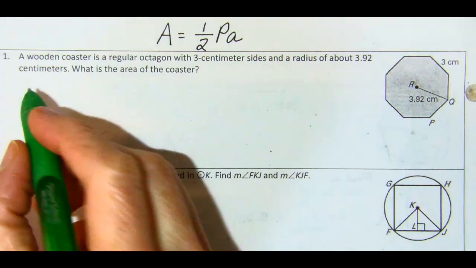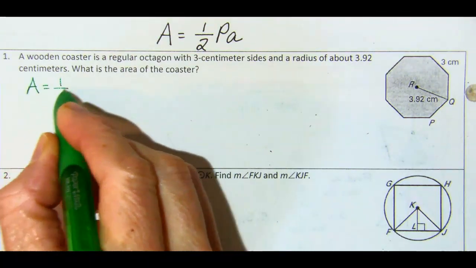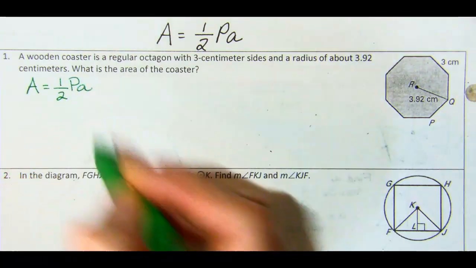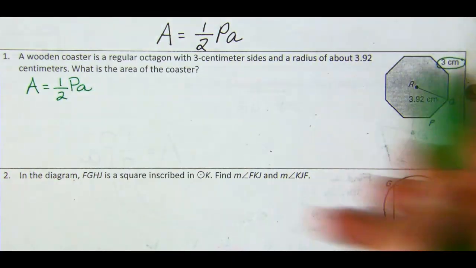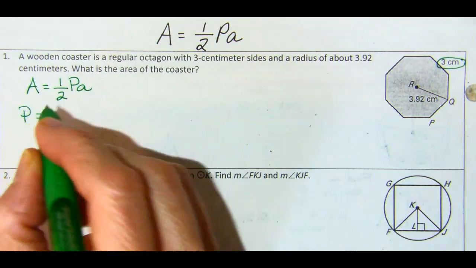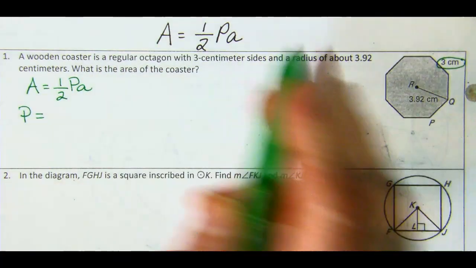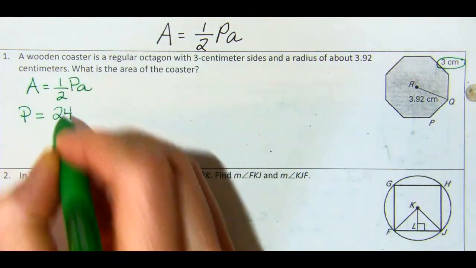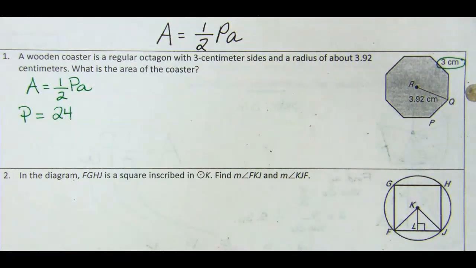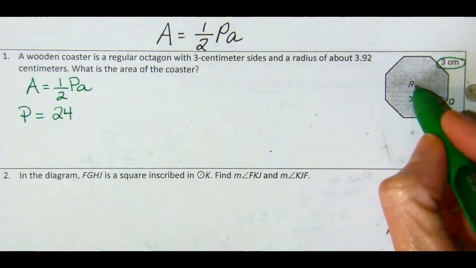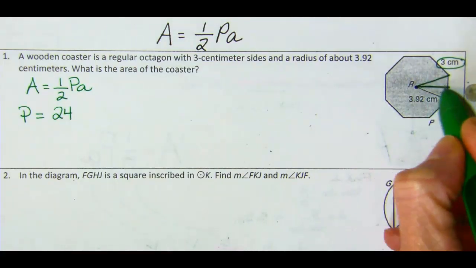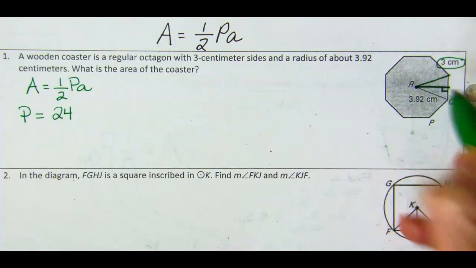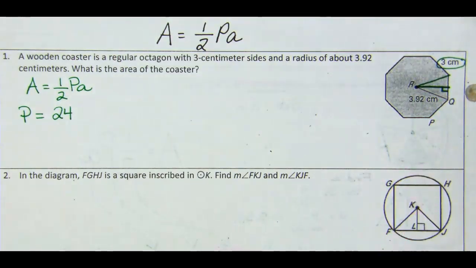So the first thing we're going to do is write down our formula. 1/2 the perimeter times the apothem. Well, we can see here if this is 3, we can quickly find that the perimeter is just 3 times 8 since it's an octagon. So that's going to be 24. Now the problem is that we do not have the apothem. The apothem is going to be this line right here, so it's going to be perpendicular. So we really need that A so we can put what we know in the formula.